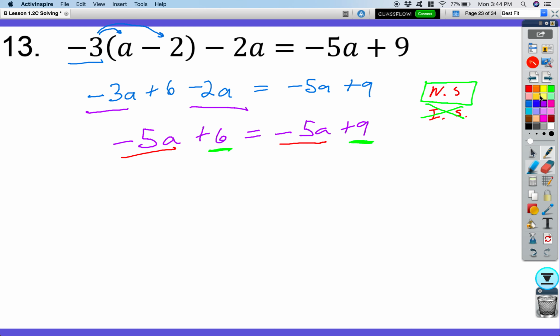Now one more time, let's say I didn't understand exactly how that works, and I wanted to go ahead and solve it. What I would do is I would add 5a onto both sides of the equation, which would give me 6 is equal to 9. And if I subtracted 6 on both sides, which that step is kind of unnecessary, this would give me 0 equals 3.